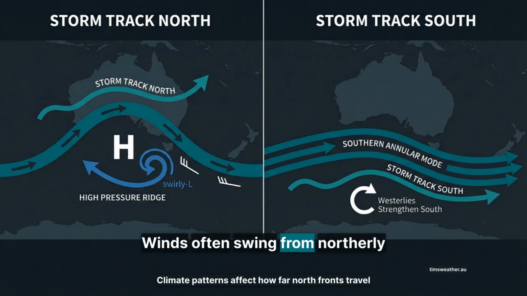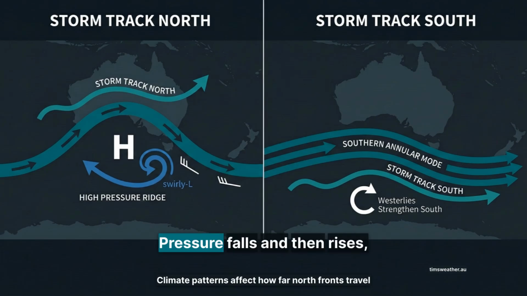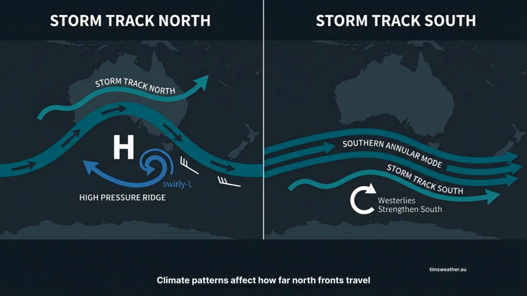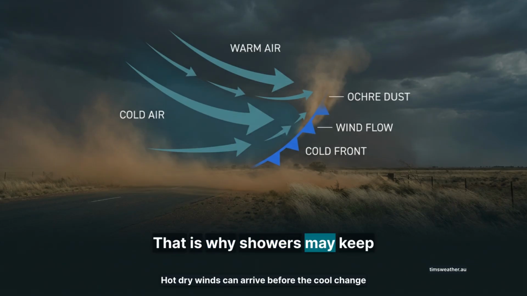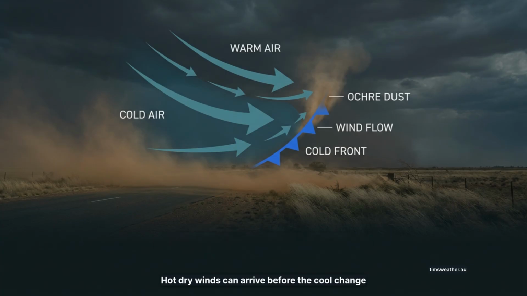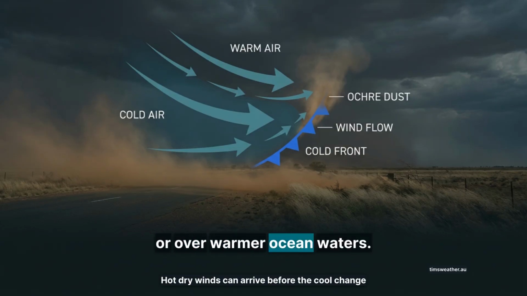Winds often swing from northerly or northwesterly to westerly or southwesterly. Pressure falls and then rises, and the air suddenly feels different. Rain or squally showers may arrive with the change, especially when there is enough moisture and uplift. Behind the front, the colder air can remain unstable. That is why showers may keep popping up after the main rain band has moved through, particularly near the coast or over warmer ocean waters.